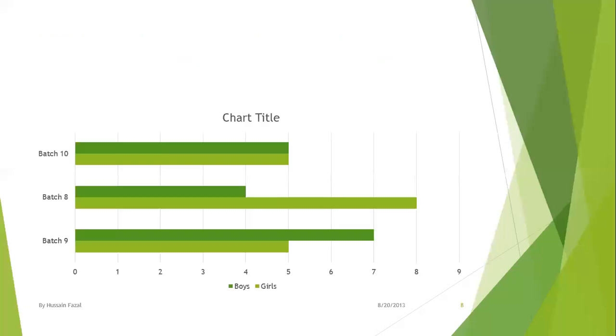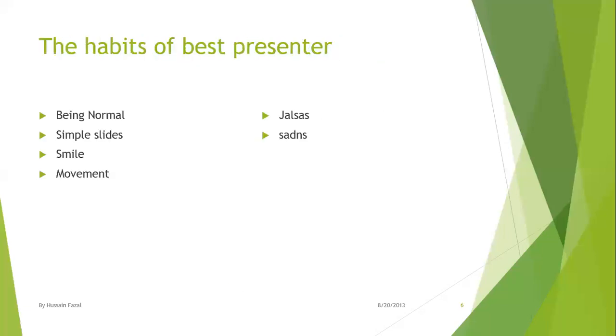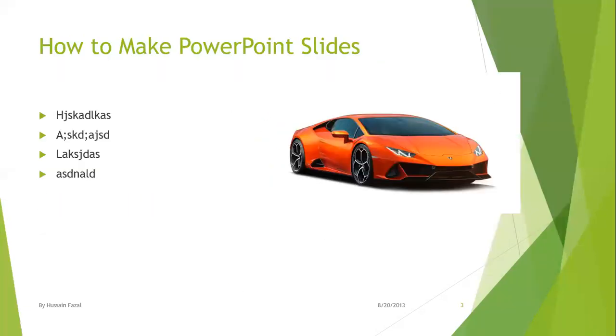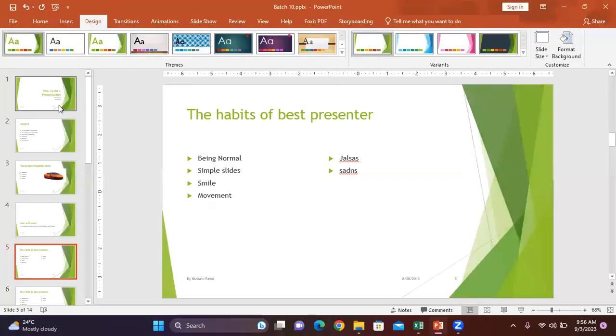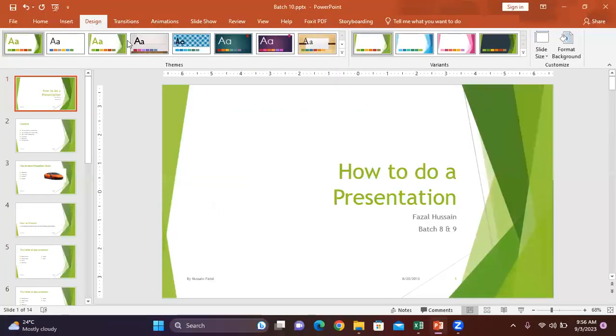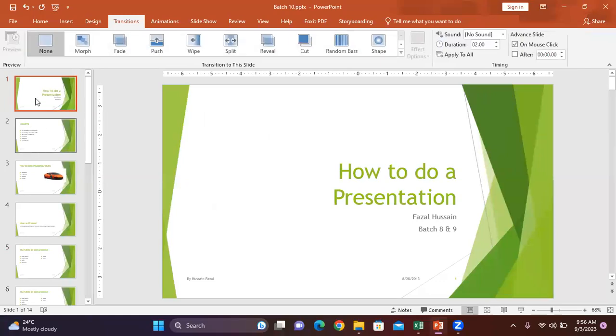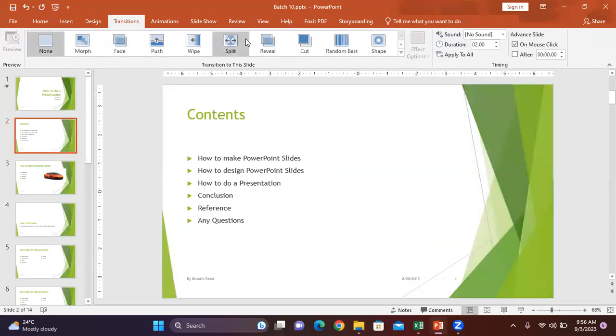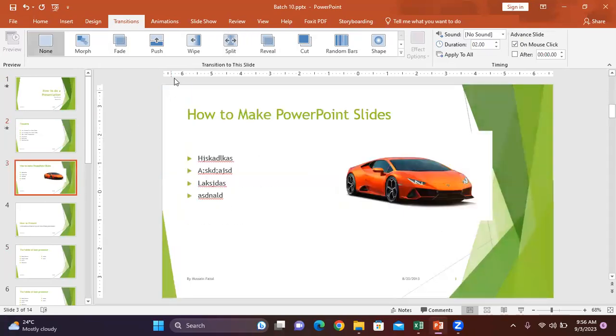So you can see, it is just changing. Okay. Now we will add some transitions for this. I'll go to the transition tab, and you can see transitions are usually applied to slides. Say I put move. Then I'll say split. I'll say wipe.